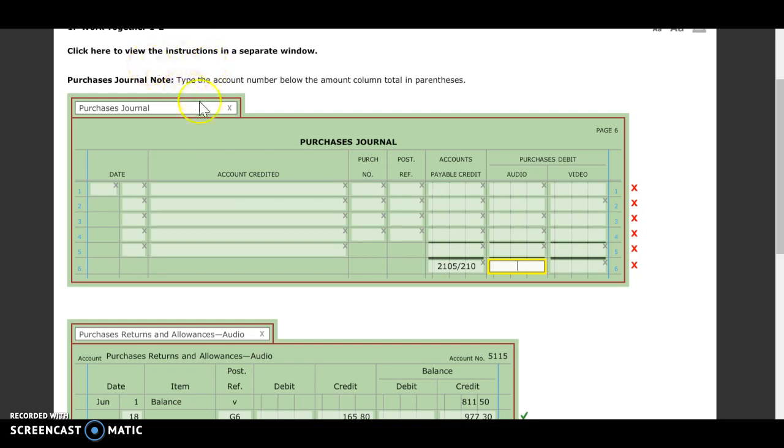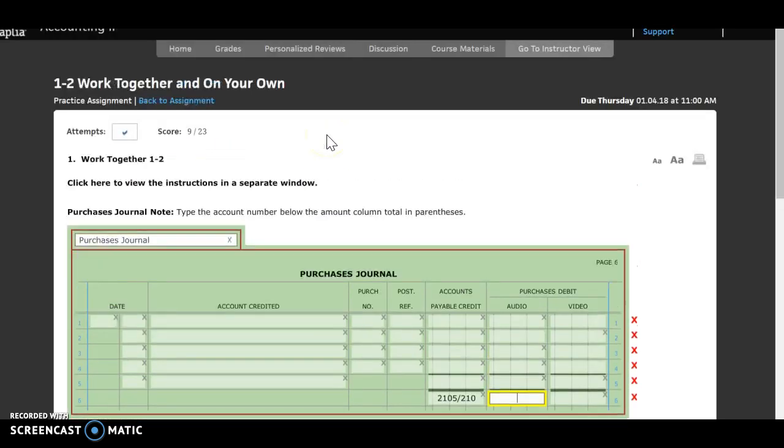Okay. All right, so that is the end of the 1-2 work together. You can now go on to the 1-2 on your own.